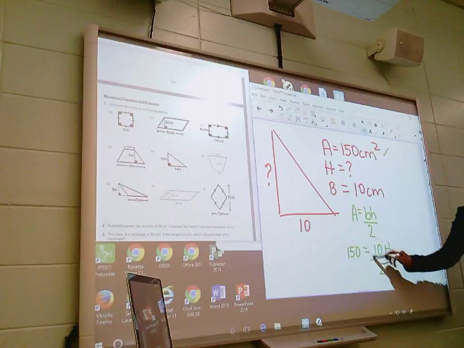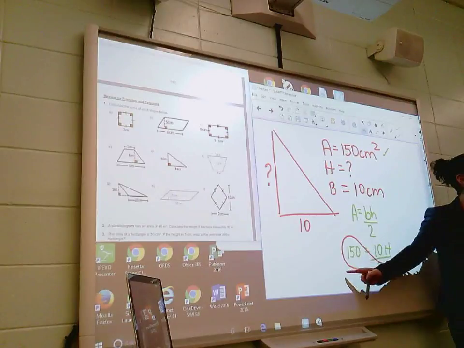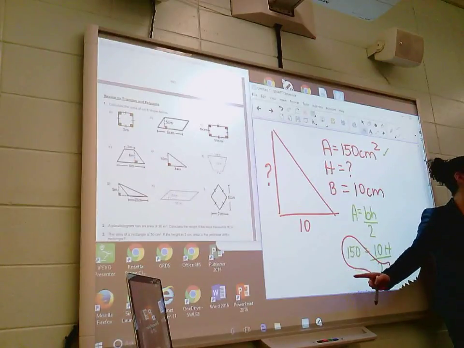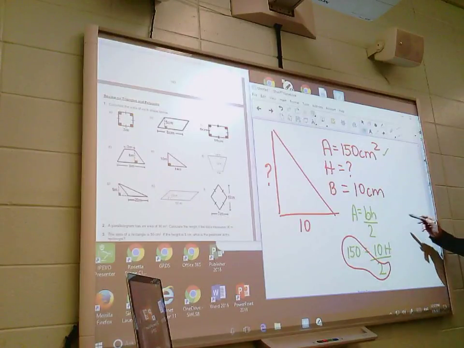Well, I'm hoping everybody will do this. What is that, what I just did? The cross multiply. So if I take the division of 2, the opposite on the other side is not division but multiplication. And that's why we do 2 times 150. So now we have 300 on the left-hand side equals 10H.